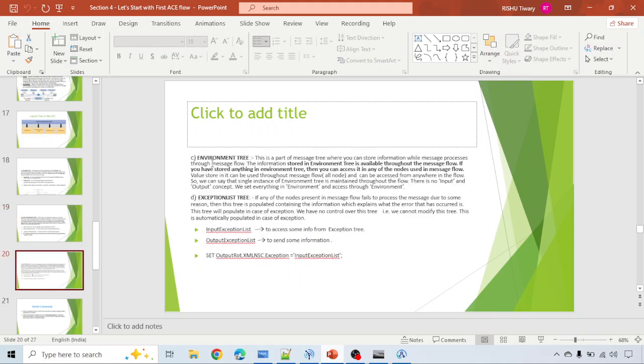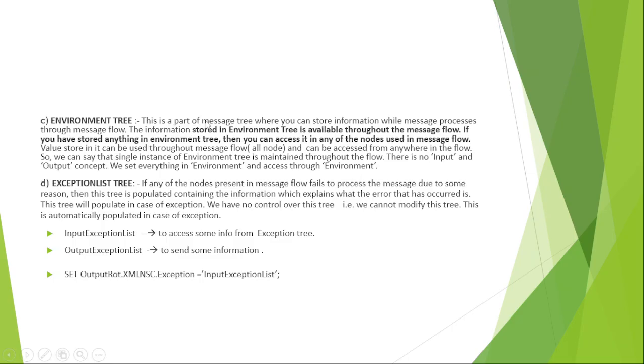If I am telling you about the environment tree, let's go to the definition first. This is the part of the message tree where you can store information while the message is processed through the message flow. The information stored in the environment tree is available throughout the message flow, and you can access it in any of the nodes, and the value stored in it can be used and accessed from anywhere in the flow.